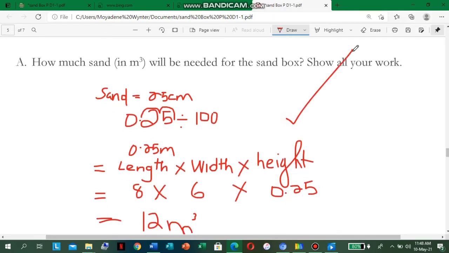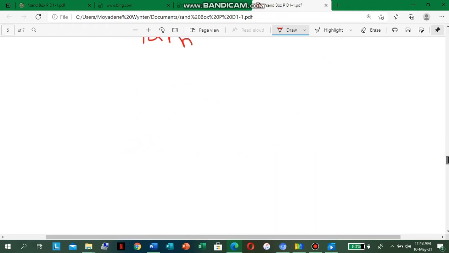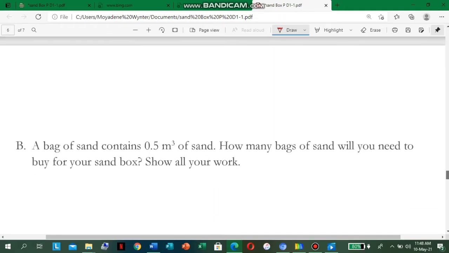All right, let's go. Move on. B, it says a bag of sand contains 0.5 cubic meter of sand.